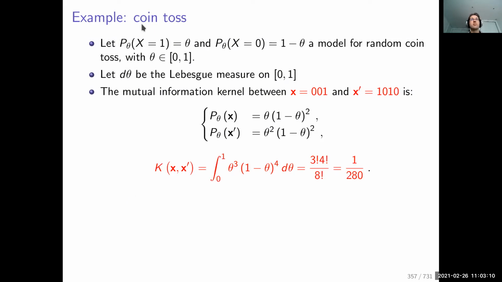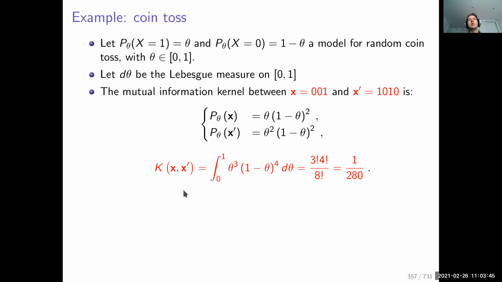Example: coin toss. Okay, Bernoulli distribution, you have P theta of x equal 1 is equal to theta, P theta of x equal to 0 is equal to 1 minus theta. This is a model for random coin toss with the theta parameter between 0 and 1. If we simply consider the Lebesgue measure on 0, 1, you can simply run this probabilistic model. For the first set, you get, let's say, 0, 0, 1. For the other set, you get 1, 0, 1, 0. It gives you immediately this probability P theta of x and P theta of x prime.